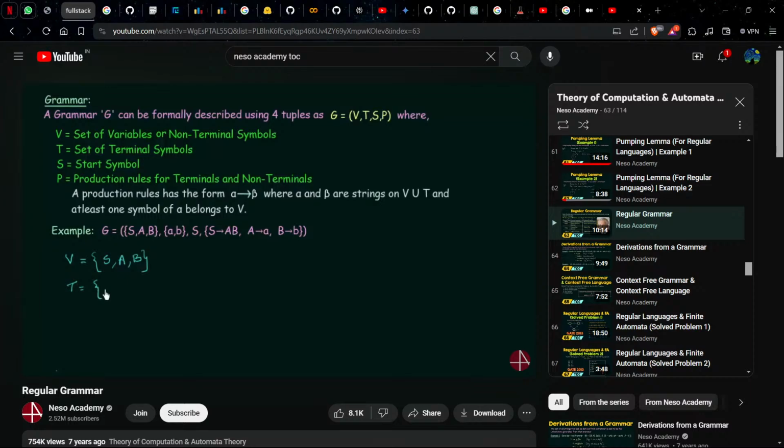And then we have T, which is a set of terminal symbols, which are a and b. a and b are the terminal symbols. Then we have the start symbol, which is S itself here. The start symbol is given by S. And then we have a production rule P, which is given like this: S gives AB, A gives small a, and B gives small b. So this is the production rule of this grammar.